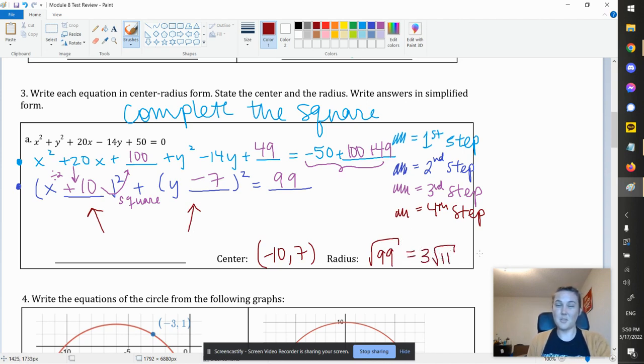I can simplify my radical if I want, cool points. It's not translating to actual points. Or I can make it a decimal. I don't like making it a decimal, so I won't.